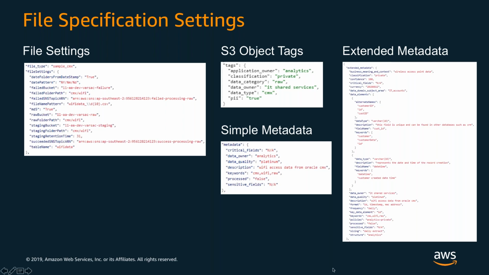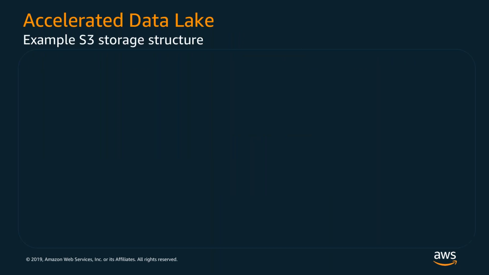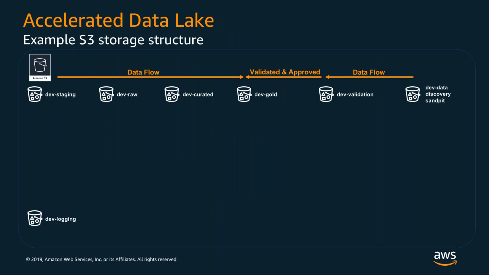Let's now look at how we can structure our S3 buckets and folders for optimized storage and querying. By default, when the accelerated data lake solution is deployed, it creates a group of S3 buckets, and they're staging, raw, curated, gold, validation, data discovery, and logging. And yes, all of these names can be customized.